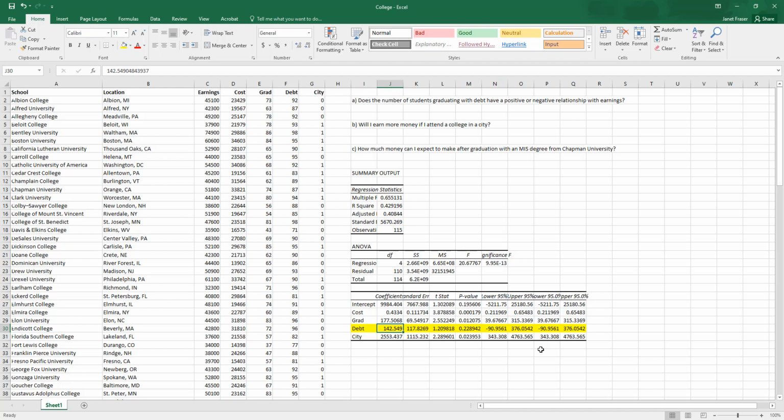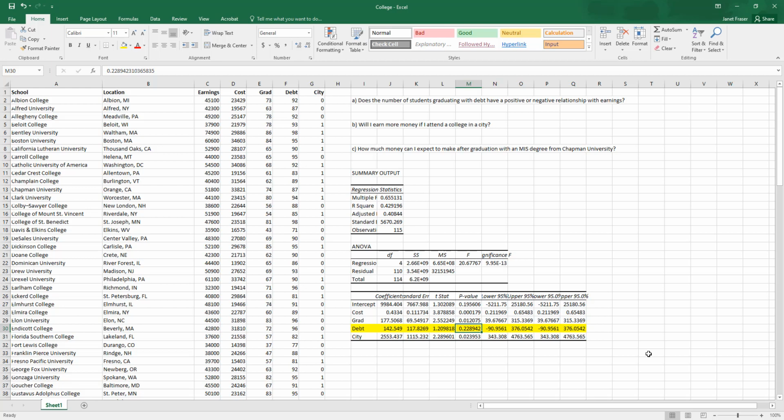So that is a positive relationship with earnings, suggesting that with each increment of debt, students would earn another $142.50. So we see this relationship as positive. On the other hand, we can go over here and evaluate the p-value for the t-test of this variable, and we find that it is not statistically significant. So on one hand, having more students with debt does seem to have a positive relationship with earnings. It doesn't appear to be particularly significant.